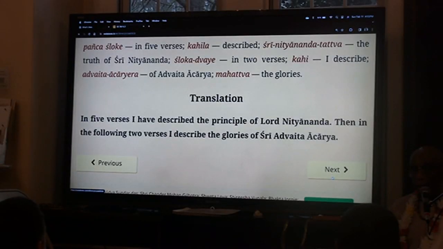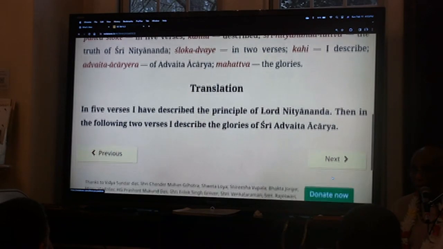Translation. In five verses, I've described the principle of Lord Nityananda. Then in the following two verses, I describe the glories of Sri Advaita Acharya.